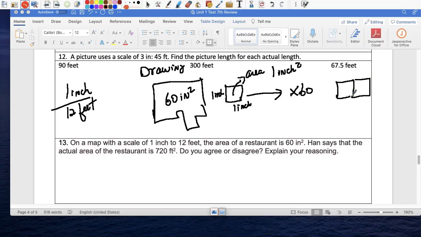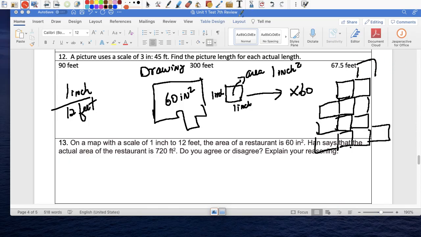If I took 60 of those side by side, I don't know what configuration, I would get the layout of the restaurant. It might be a rectangle, it might be a square, it might not be, but I need 60 of these. That would be the size of the restaurant in my drawing. So hopefully that makes sense. That's what 60 inches squared means.